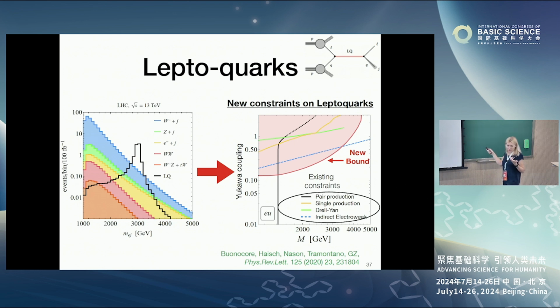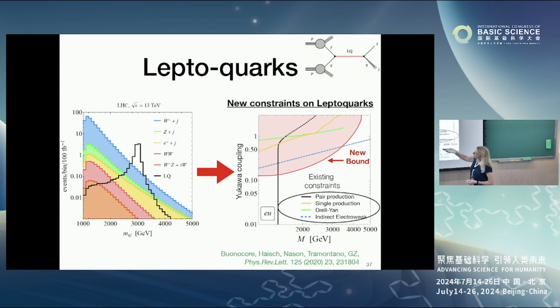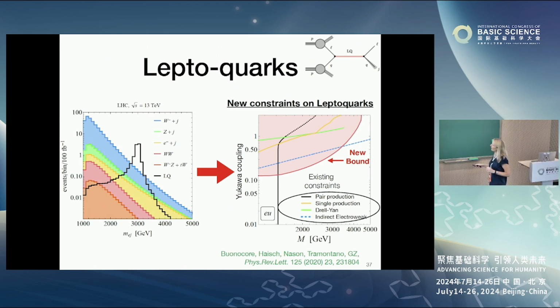Resonant production, as opposed to many other, for instance, pair production of leptoquarks, is very nice because it gives rise to some invariant mass peak. So if you look at the mass of the lepton and the jet, this is how a signature would look like. Of course you have a lot of backgrounds that you have to subtract, but this is a resonance, and these bumps are easy to see. And so this was used, for instance, to impose new bounds on Yukawa couplings of leptoquarks.